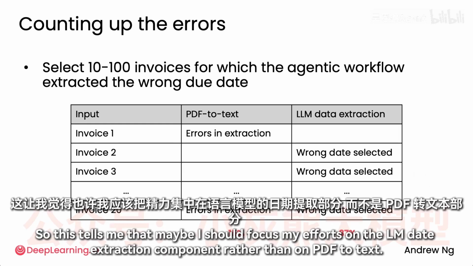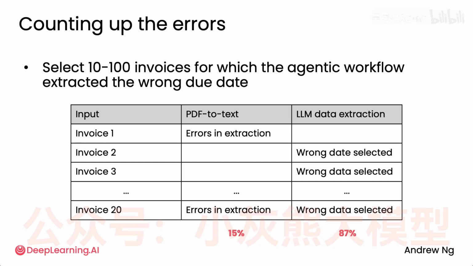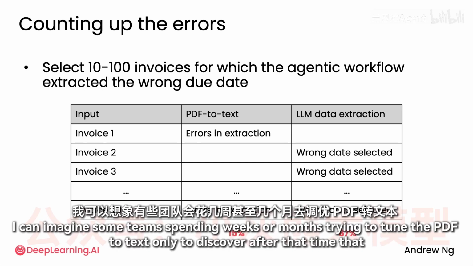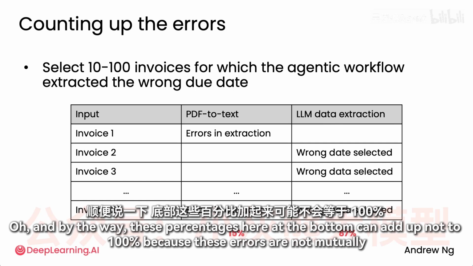So this tells me that maybe I should focus my efforts on the LLM data extraction component rather than on PDF to text. And this is important because if not for this error analysis, I can imagine some teams spending weeks or months trying to tune the PDF to text, only to discover after that time that it did not make much of an impact to the final system's performance. Oh, and by the way, these percentages here at the bottom can add up to more than 100% because these errors are not mutually exclusive.